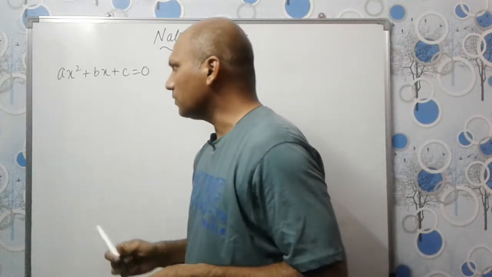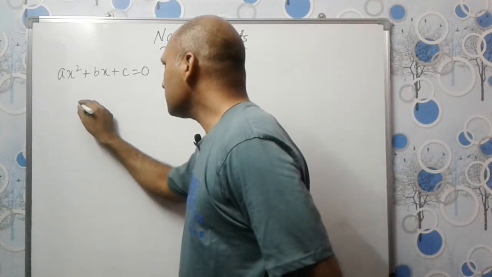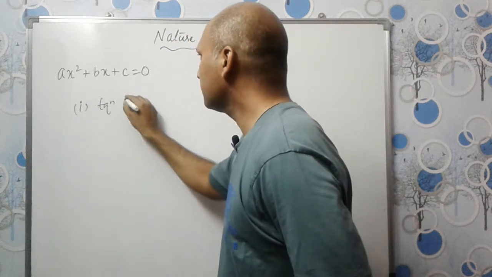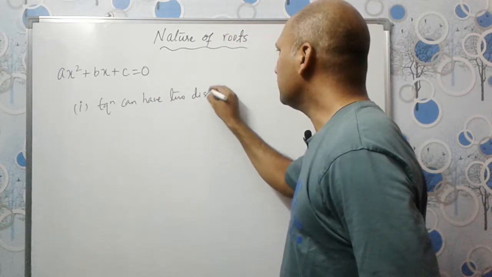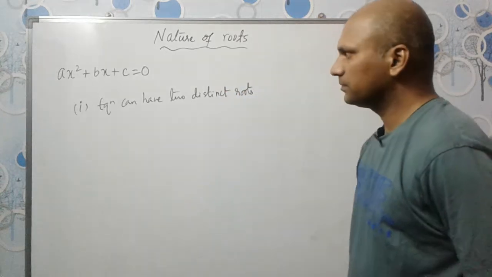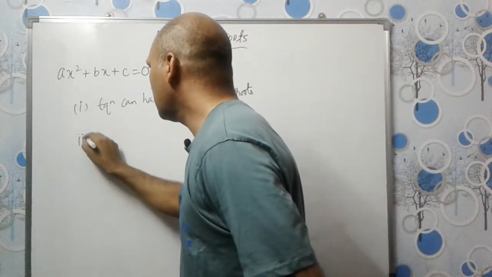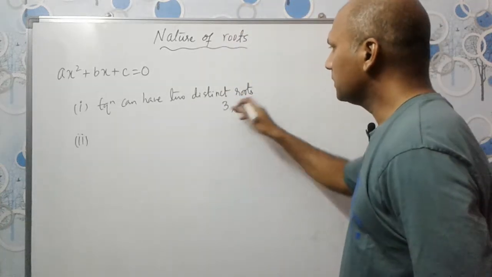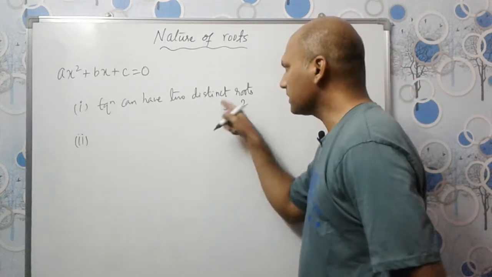See, the nature of the roots can be of three types. Okay, first one is the equation can have two distinct, means different roots. Okay, equation can have two distinct roots. Like for example, one root can be 3, another root can be 2. So 3 and 2 are different numbers, different roots. So equation can have two distinct roots.